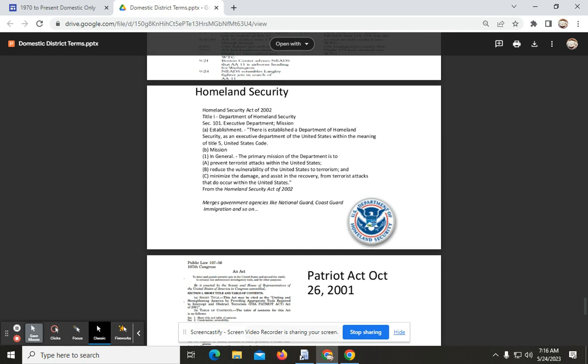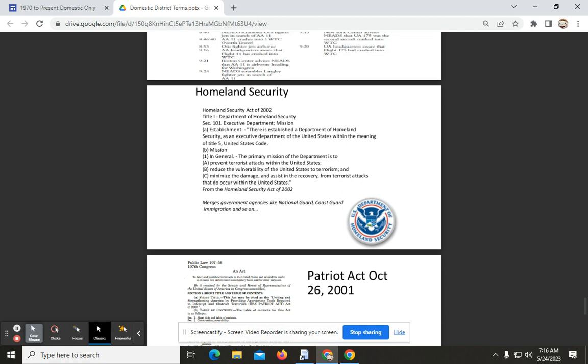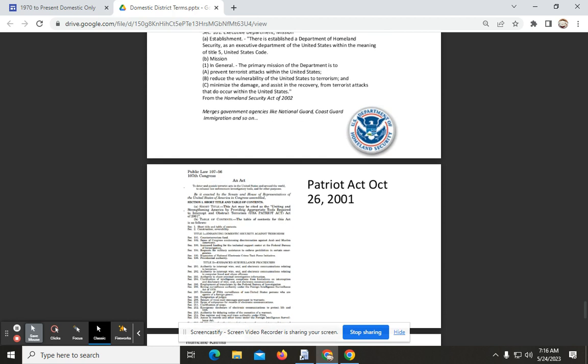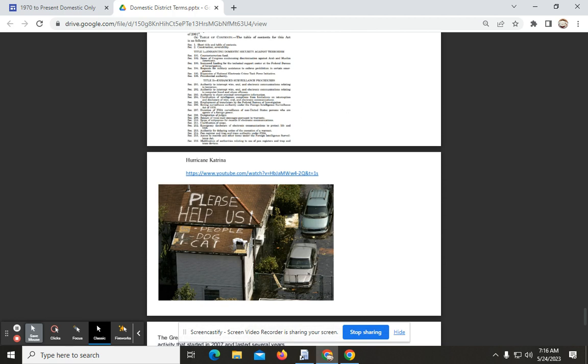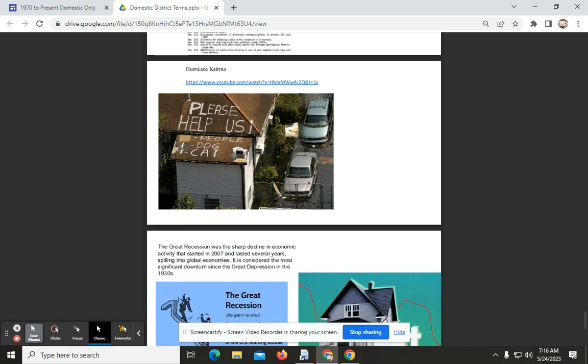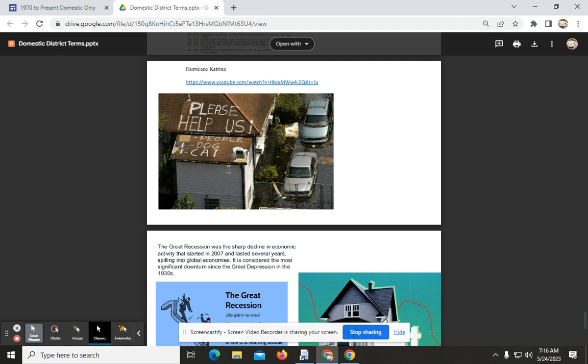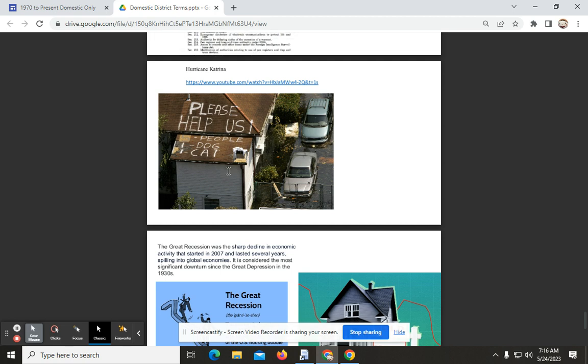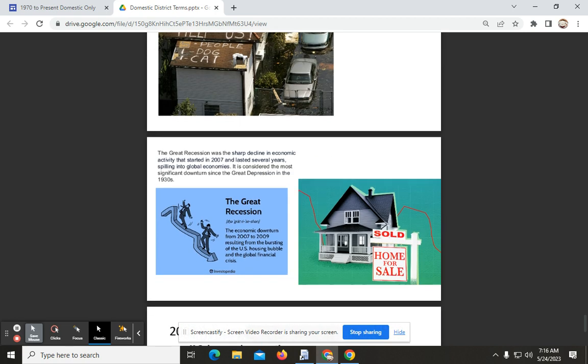which led to the creation of Homeland Security. And Homeland Security was the government response to 9/11, which allowed the federal government additional power. Also, the Patriot Act, which allowed the federal government to spy on Americans, especially if they suspected them of terrorism. We would also experience the Hurricane Katrina disaster where New Orleans was flooded. Here we see people indicating that they're inside to save them.